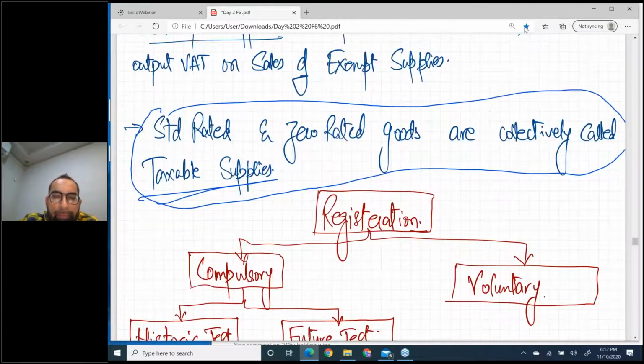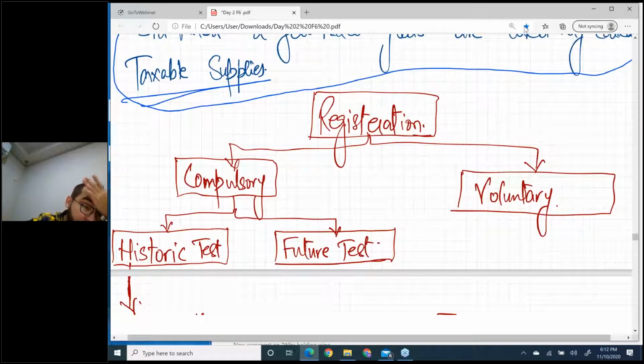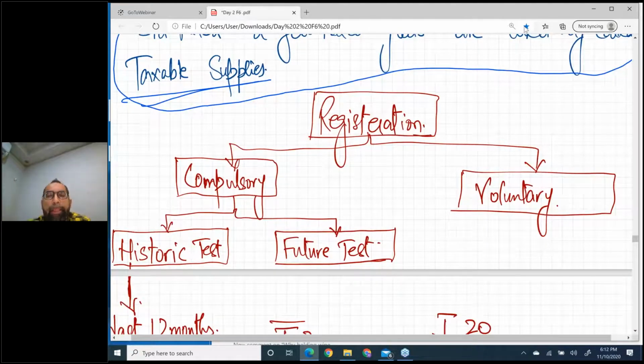Okay, now one thing is registration. First of all, if you have your pen and paper, you can write two lines. Only a registered trader can charge output VAT on sales.